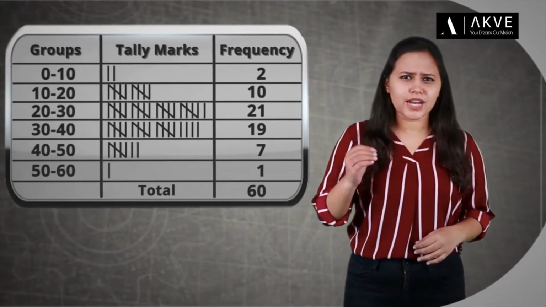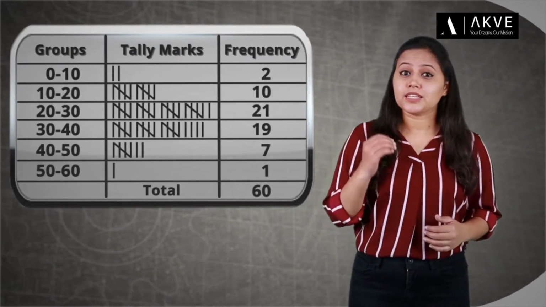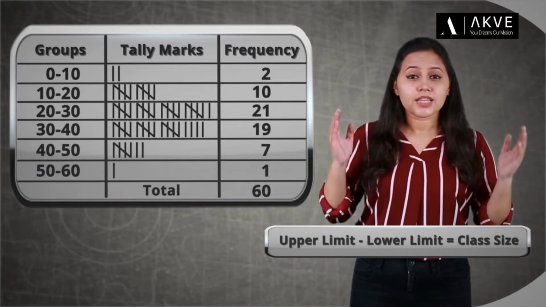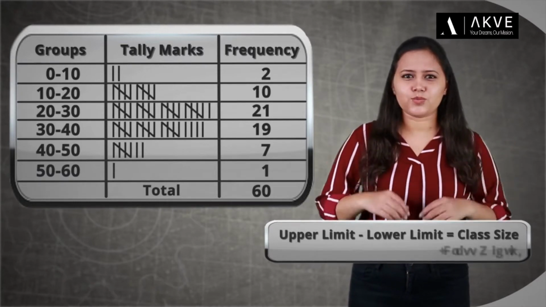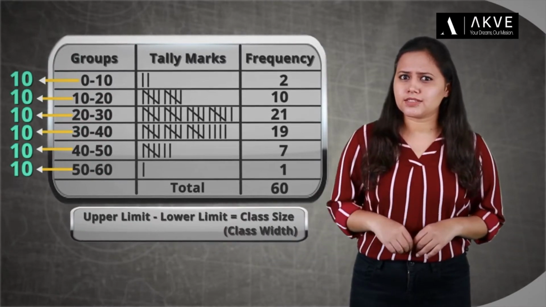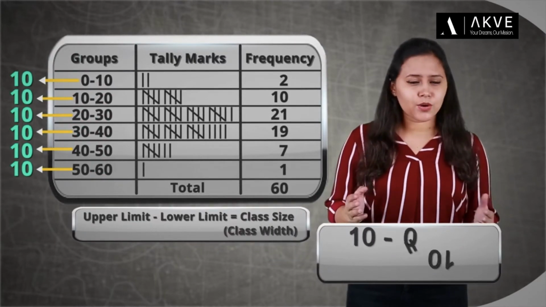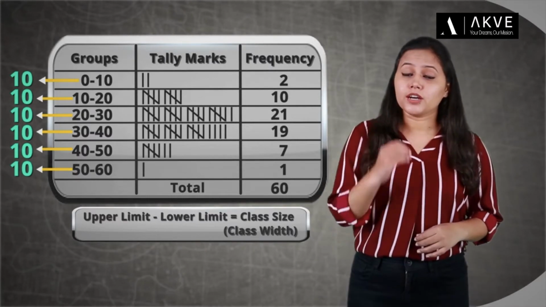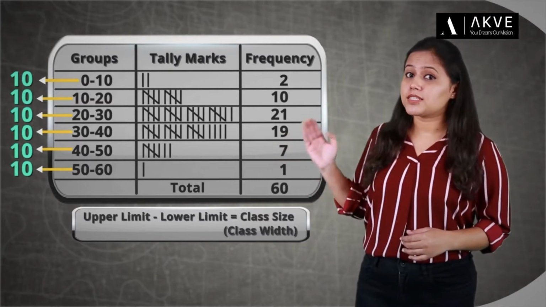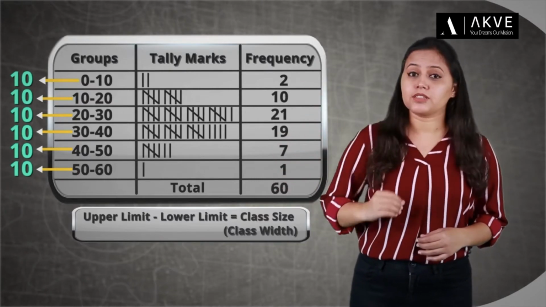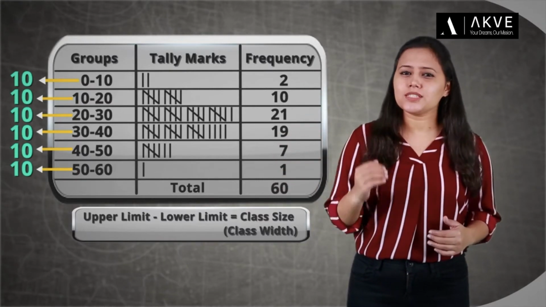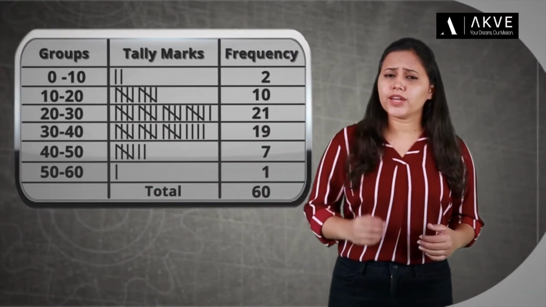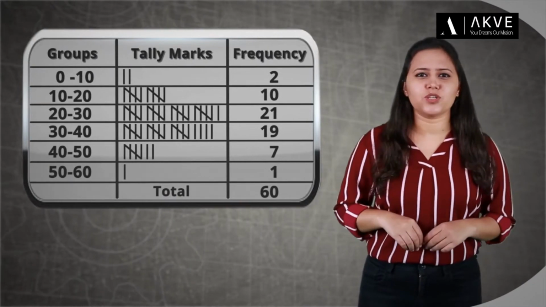Hey, do you know what class size is? Well, the difference of the upper class limit and the lower class limit is called the class size or class width, which is 10 in this case because 10 minus 0 is 10, 20 minus 10 is 10 and so on. In grouped data, the class size is the same for every class because remember, we take equally sized groups or classes.